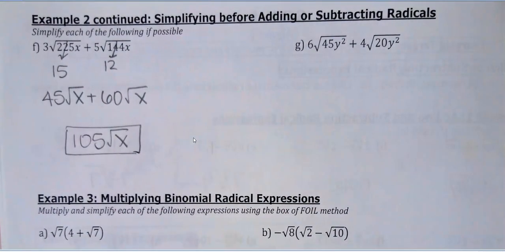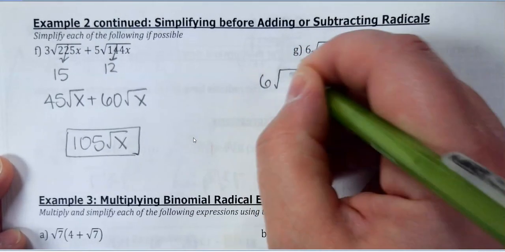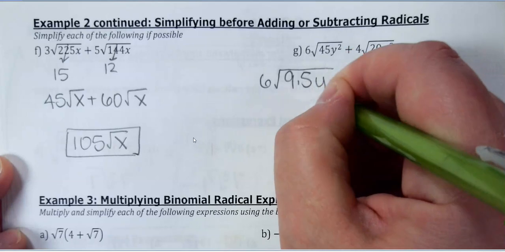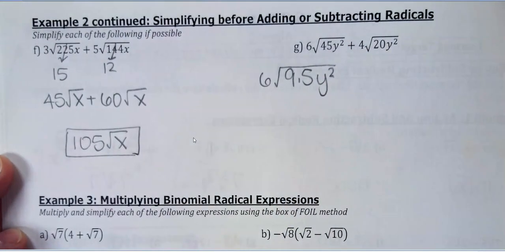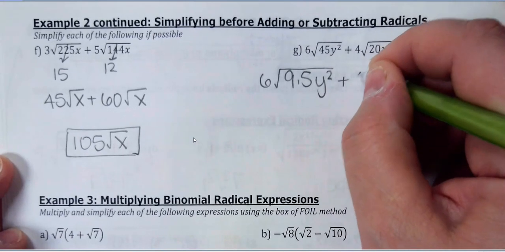Okay. And then let's just do this one real quick. Pretty sure we did a question that had 45 on the front. So 45 is 9 times 5. For the y squared, I'm going to leave that alone because that exponent is divisible by the index of that root. So that y squared will come out as a perfect square.